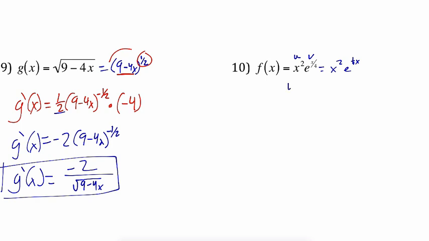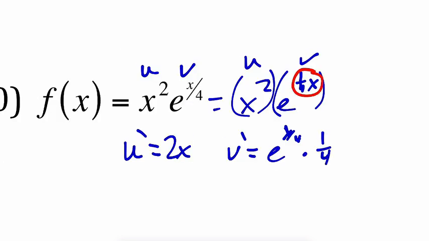So u prime, simply put, that's u, that's v. U prime is just going to be 2x. V prime, if it helps to put it in parentheses, is going to be e to the x over 4 times 1/4. So the derivative of the outer part, and then remember we treat this part like an inner function, and the derivative of that inner piece is just 1/4.